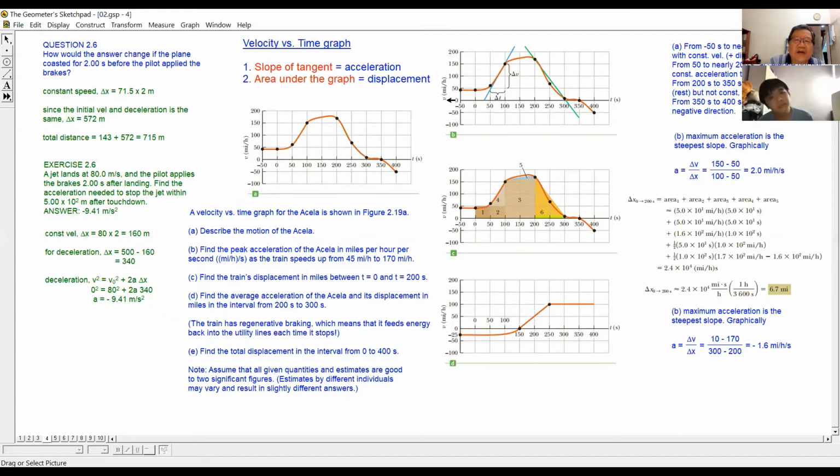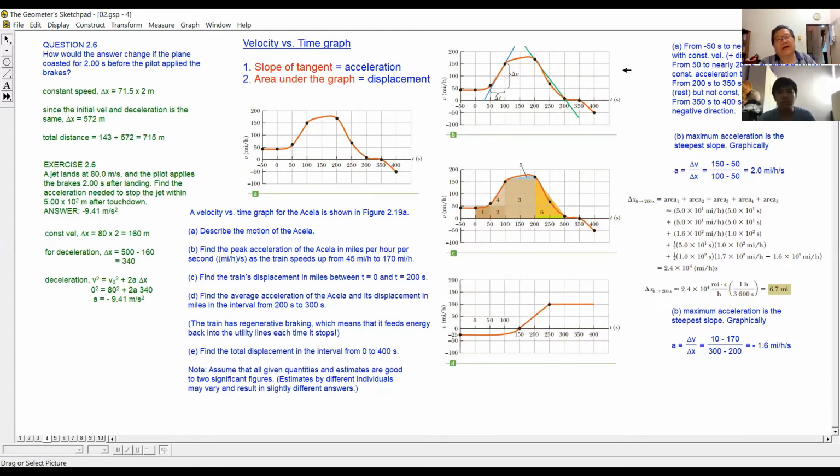Velocity time graph. You look at the vertical axis here. They say mile per hour. Mile per hour is the velocity. Then if you look at the horizontal axis, is this stated here? Time, right? So it's velocity versus time.